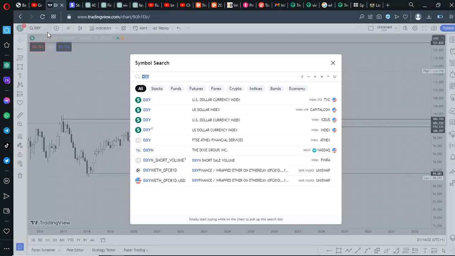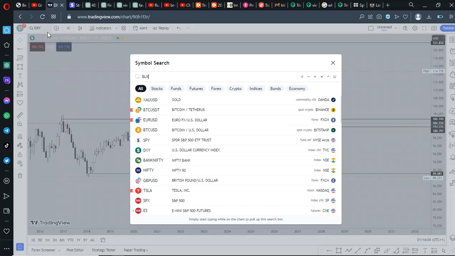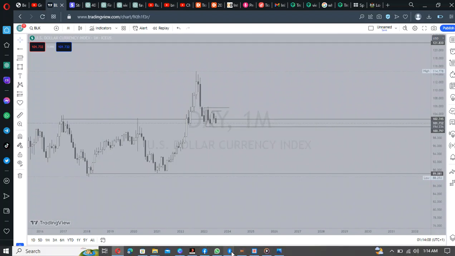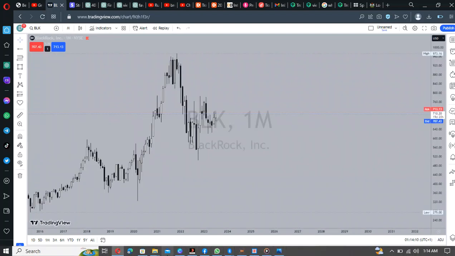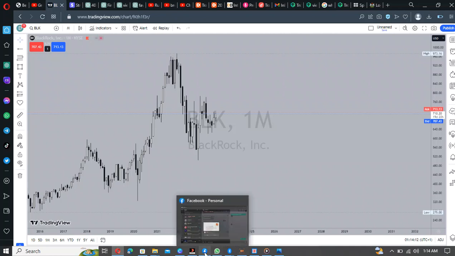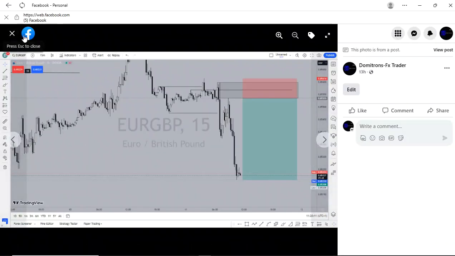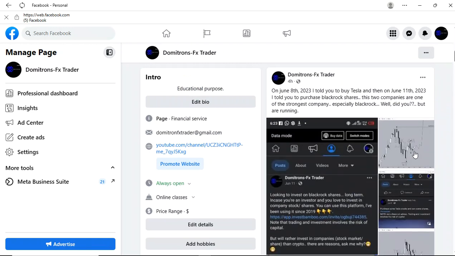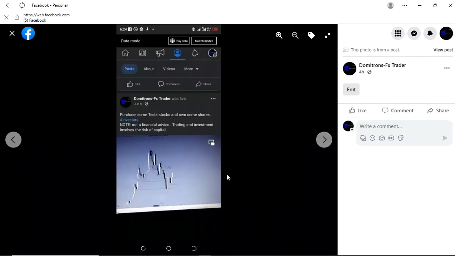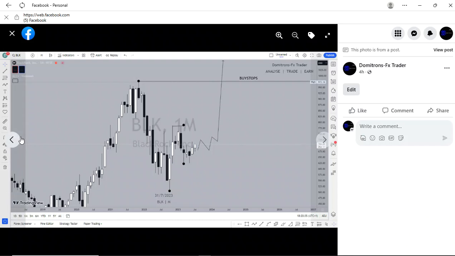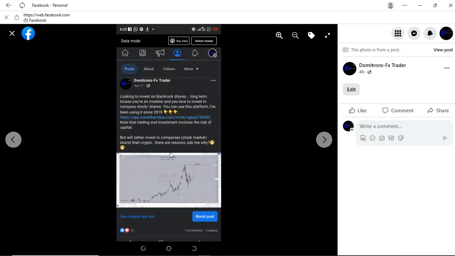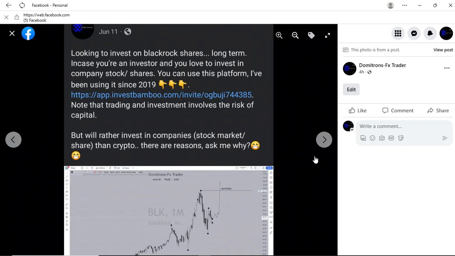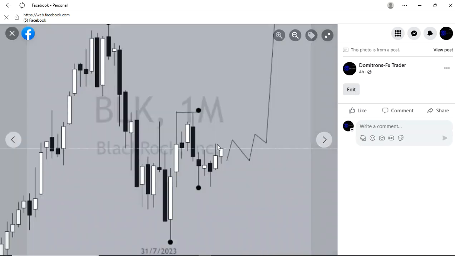As a stock, I told you guys to buy on the Facebook page, and that was BlackRock. I told you guys to buy it where it was at the price of $690. So if you go back to the Facebook page and check the dates where I posted it, I gave you guys Tesla, and also I gave you guys BlackRock, right? So you can check the dates where I say you should buy BlackRock. You can see where it was, and now see where we are currently.